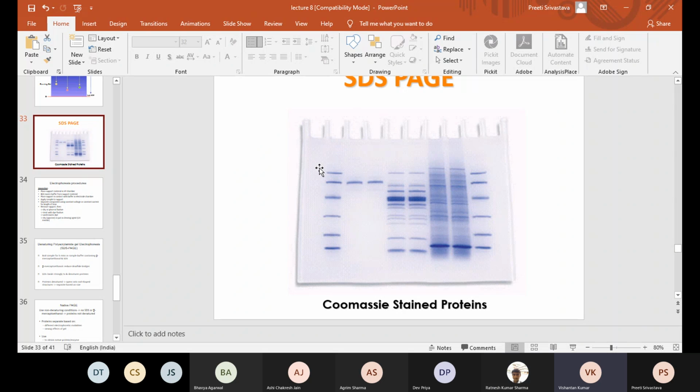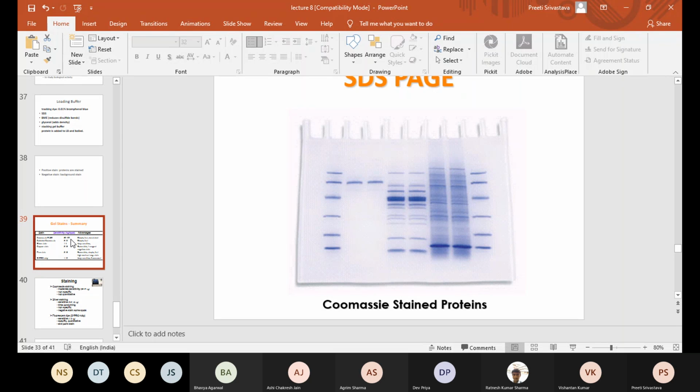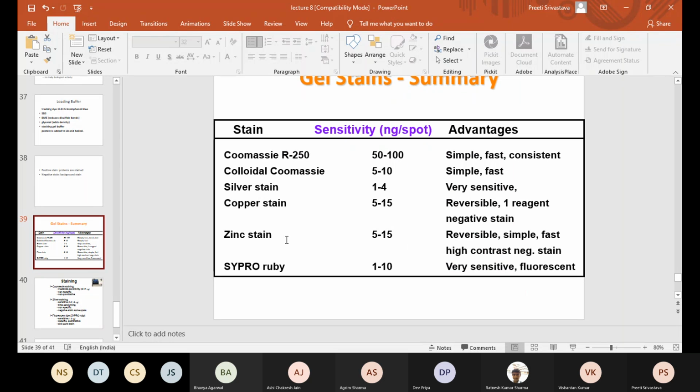Just a second. Ma'am, before the connection went off, you were discussing the sensitivity. Oh, so you did not hear the negative and positive stains? No, ma'am. Oh my God. Acha. So we were discussing sensitivity.